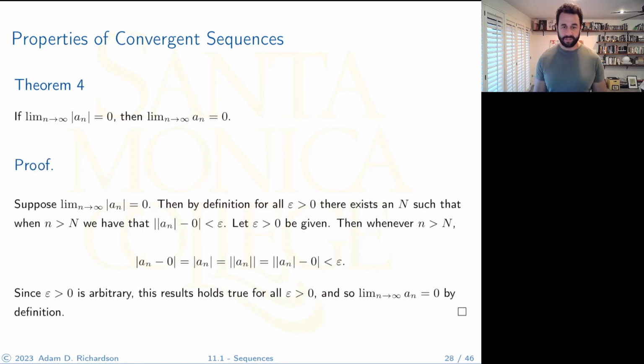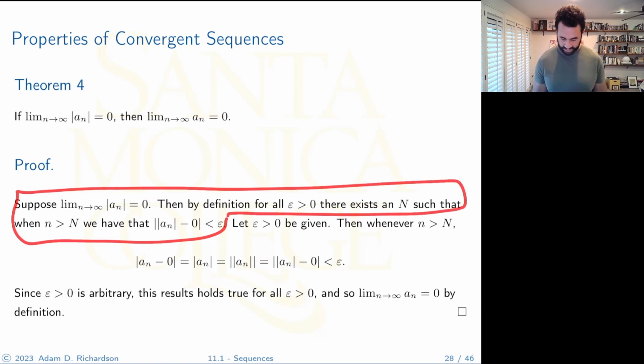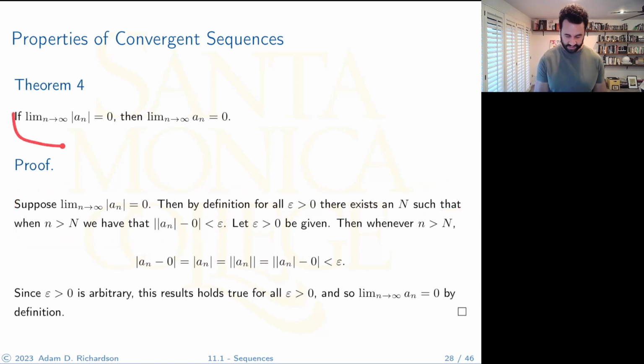So let's suppose that the limit of the absolute value sequence is 0. Then by the definition of the limit of a sequence, for all epsilon greater than 0, there exists a capital N such that when little n is greater than big N, this difference is less than epsilon. That's what we have to start with. So we have this as our hypothesis. That's this piece. Okay, now what we need to show is this piece.